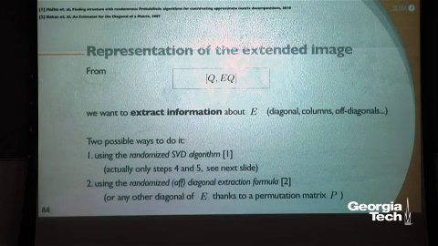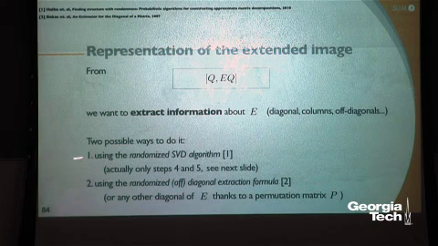Okay, so let me see. I should really speed up. So let me just show you quickly what we can do as a randomized SVD.